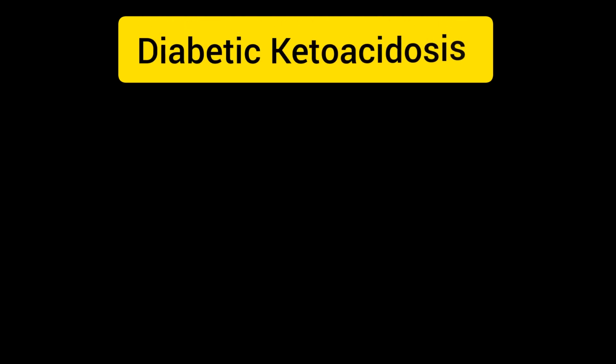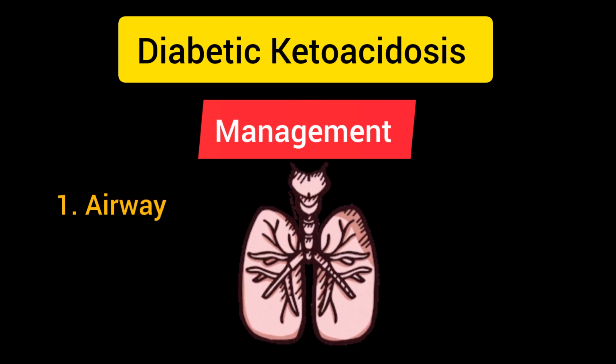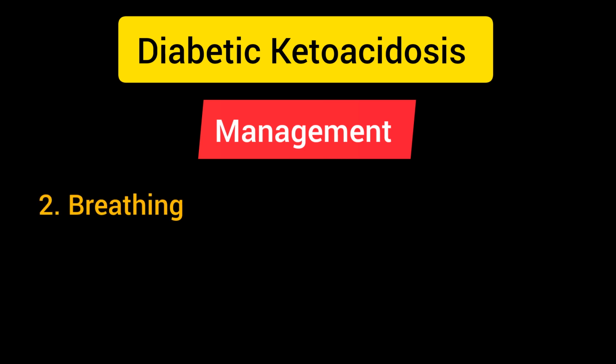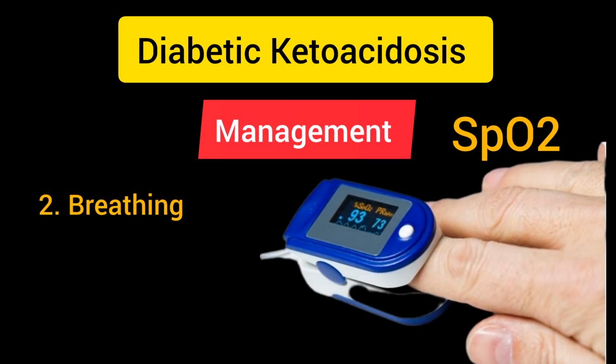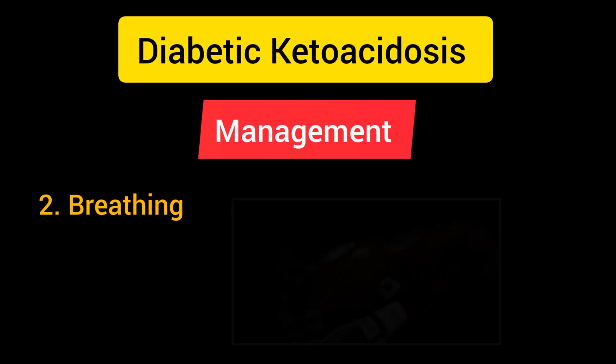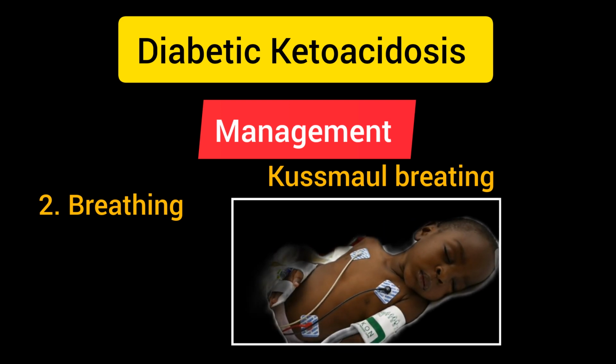Diabetic ketoacidosis management. Number 1. Airway. Ensure patient is maintaining airway. Sit patient up to prevent aspiration. Number 2. Breathing. Check SpO2 and correct hypoxia with supplementary oxygen. Watch for Kussmaul's breathing, which may be present to compensate for metabolic acidosis.